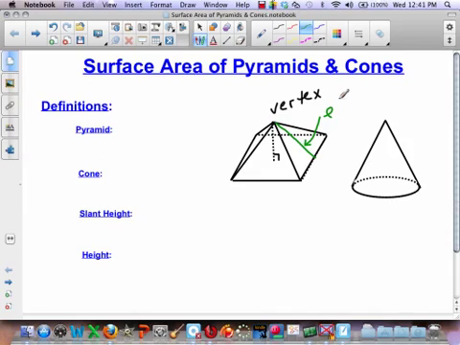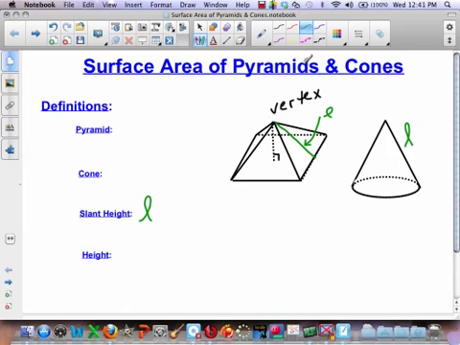When we look at a cone, the slant height, which is represented by the letter L, is literally the side of the cone. By the way, when you have a cone, what type of triangle do you have? Isosceles. So if you're ever trying to figure out how to draw your cone, it's really easy. You basically draw an isosceles triangle and then draw an ellipse at the bottom. And then you're done. So those are your slant heights.